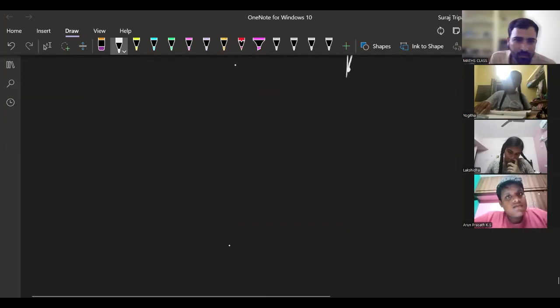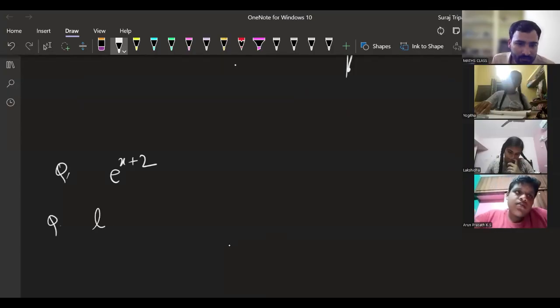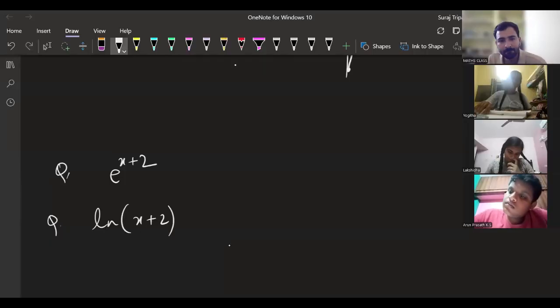Now again, for example, draw the graph of e raised to x plus 2 and draw the graph of ln x plus 2.